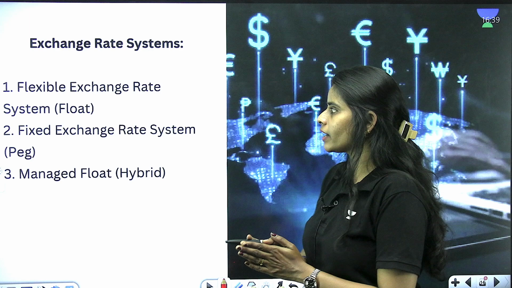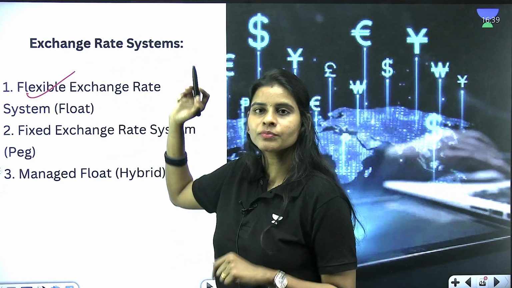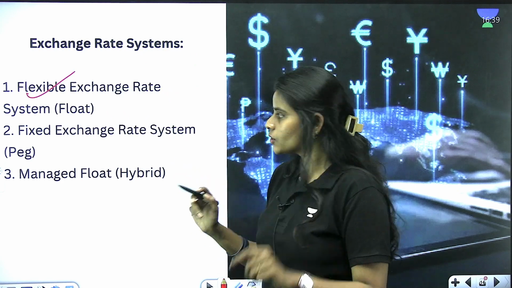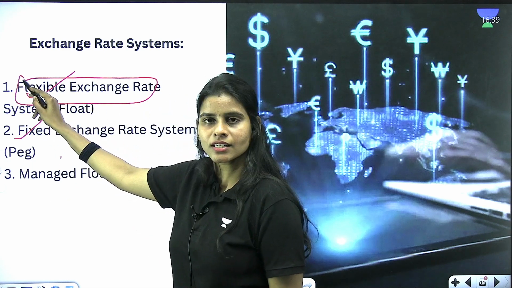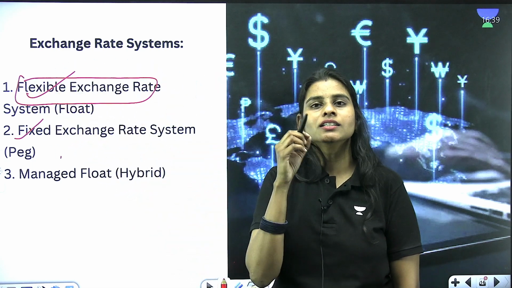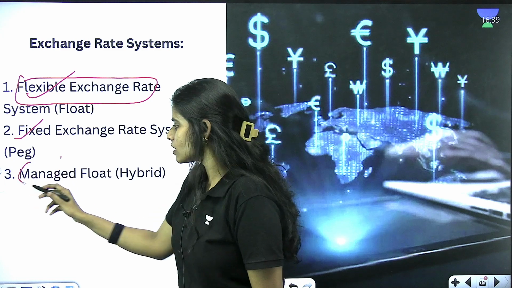So now we are going to revise. So what are the different exchange rates we saw? We saw fixed exchange rate system. It is also called as pegged exchange rate system. Okay, and then we saw flexible or the market exchange rate system, and there is a third type of exchange rate system that is called as managed exchange rate system.